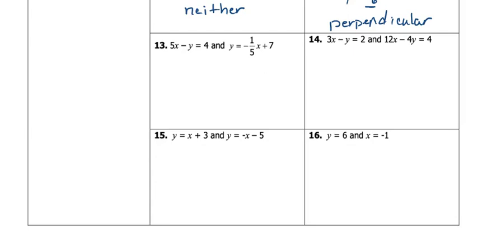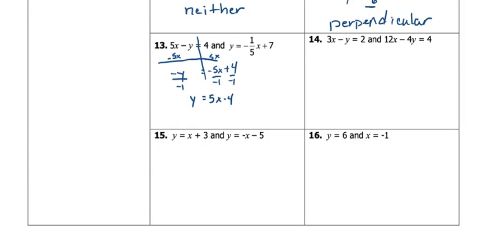Number 15. First, I just want to look and see what they've given me. I notice that the first equation is in standard form. Well, if I want to talk about slope, I've got to change this into slope-intercept. So I'll begin by subtracting my 5x from both sides. Okay, so my new equation would be negative y equals negative 5x plus 4. That's a negative y, so I need to divide everybody by negative 1. And my equation would then be y equals, now negative 5 divided by negative 1 is a positive 5, so 5x, and then negative 4.